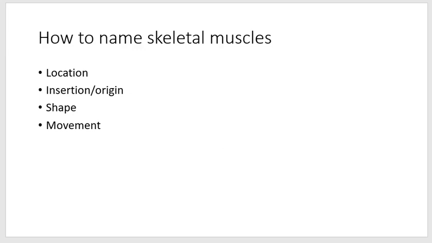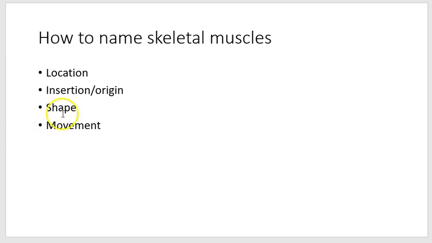So when we go to name skeletal muscles, there's a couple ways you can name them. You can name the muscles based on the location, so where you find it. You can name those skeletal muscles on the insertions and the origins. The insertion is going to be the bone that moves when you contract that muscle. So the major function of skeletal muscle is to get shorter or to contract. So when you contract that muscle, the bone that moves is the insertion. The one that doesn't move is the origin.